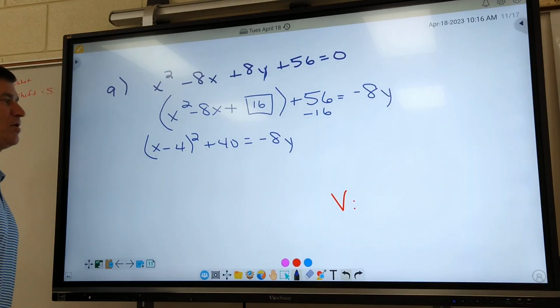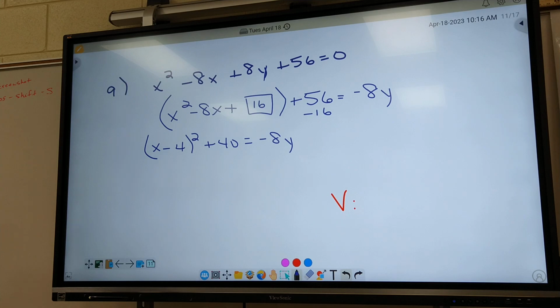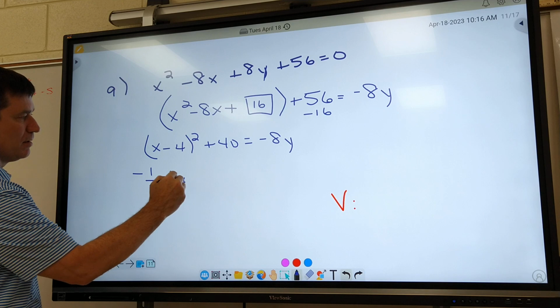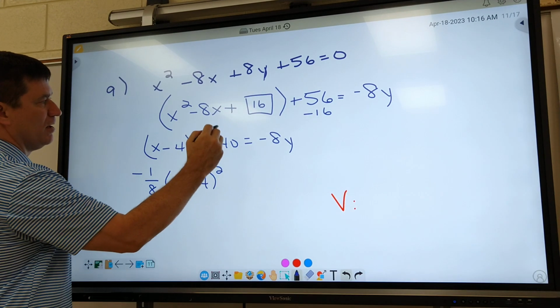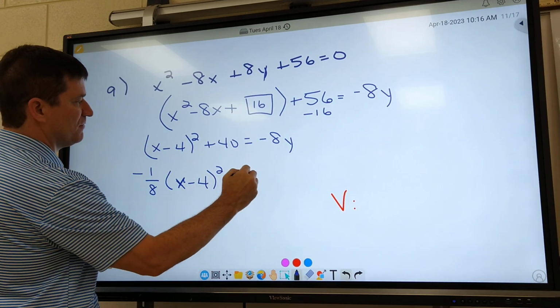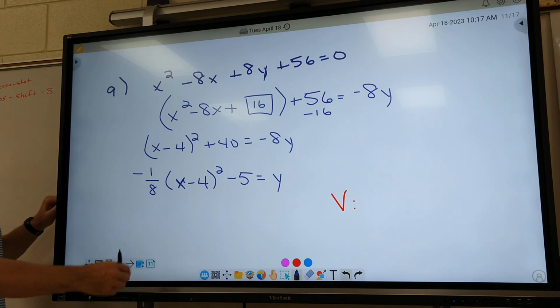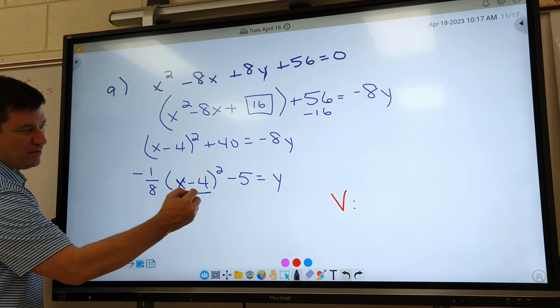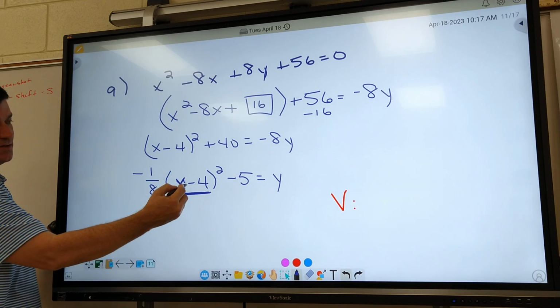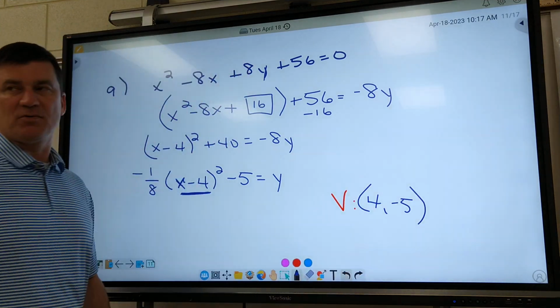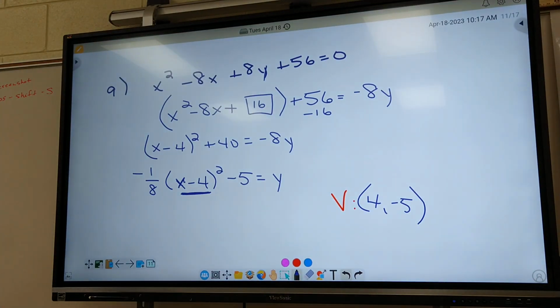All right, what do we divide by? Negative 8. So I got negative 1 over 8, x minus 4 squared. 40 divided by negative 8 is negative 5. All right, now, don't mess up when you write your vertex down. What's your vertex? There you go, because look, now inside the parentheses we got the x. So you flip the sign on that, and that's positive 4, and we keep the negative 5 for the y. So as long as you can figure out your vertex part, it's really the same thing that we've been doing.